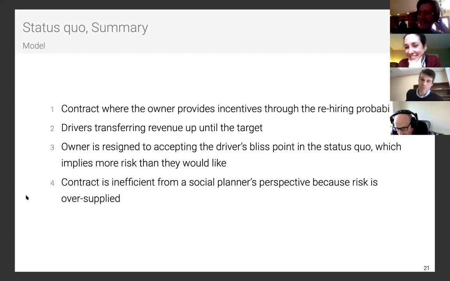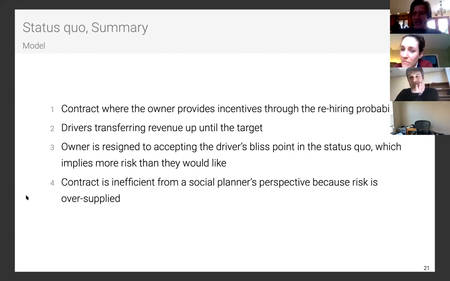Sounds like it might be a possibility for yardstick competition too. Is that a possibility? You could compare performances across drivers and give compensation on a relative basis?